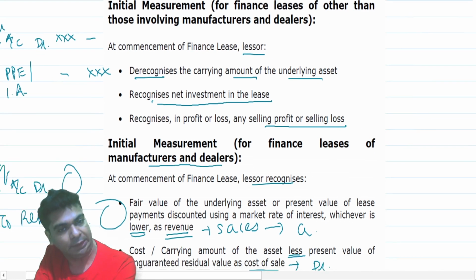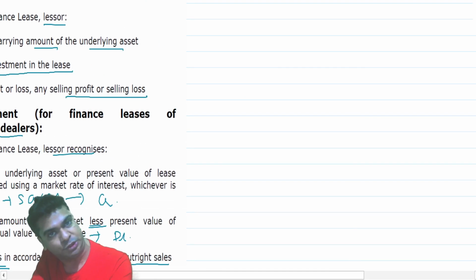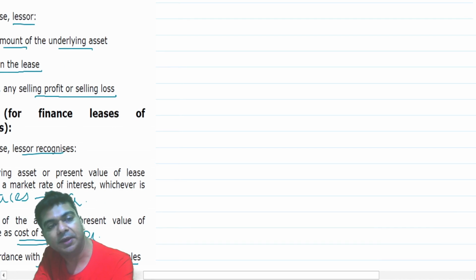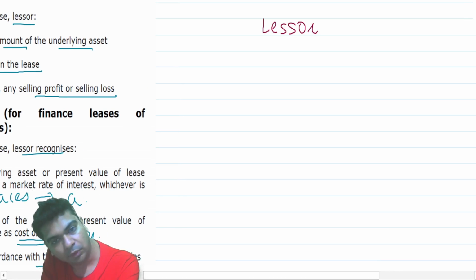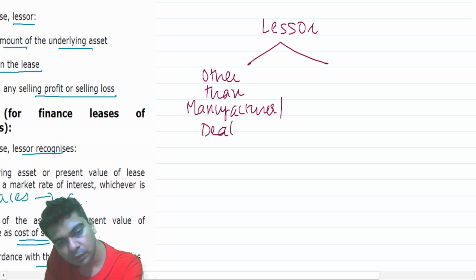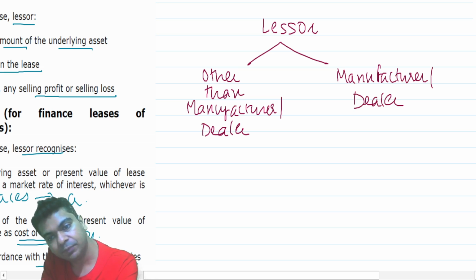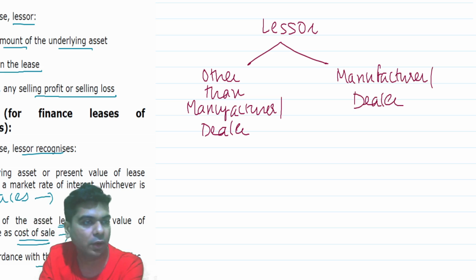Okay, let's understand this particular point. It's quite simple. The only thing is it should really strike us what the difference is over here. We are talking about a lessor. Here we say other than a manufacturer or a dealer, and here we say a lessor who is a manufacturer or a dealer. What difference will it really make? Okay, let's understand this point.